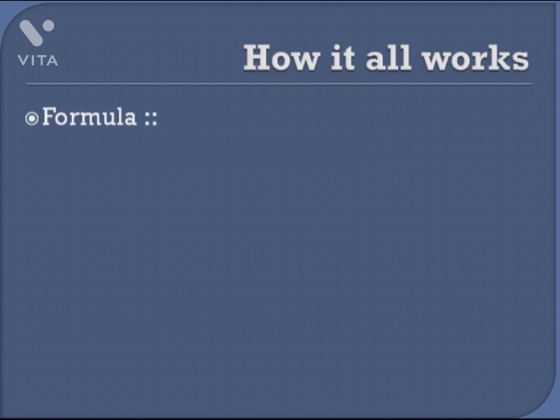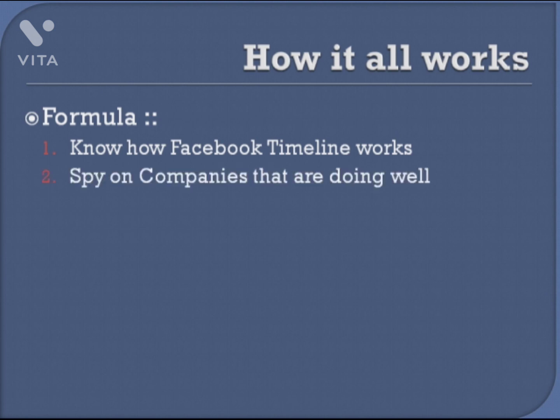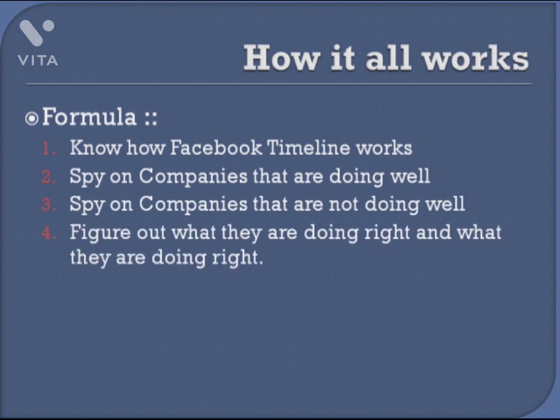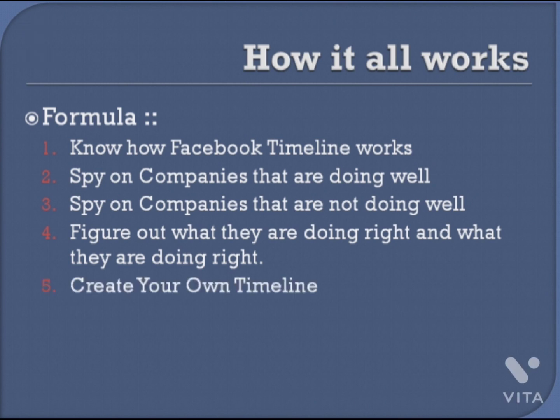This is how it all works. It's pretty simple. Once you know how Facebook Timeline works, you can spy on companies that are doing well, spy on companies that are not doing well, so you figure out what they're doing right and what they're not doing right. And you create your own timeline and you attack it. That's pretty much how it is, and that's what we're going to go through in this video series.